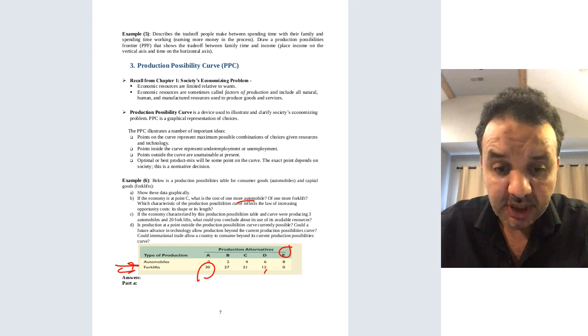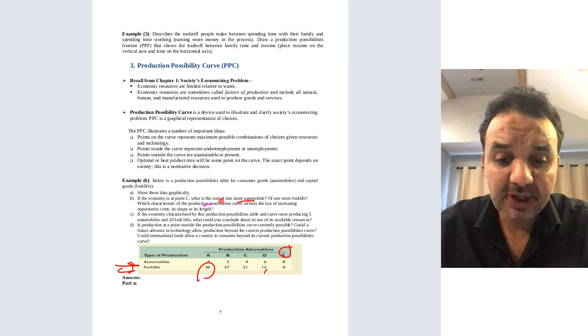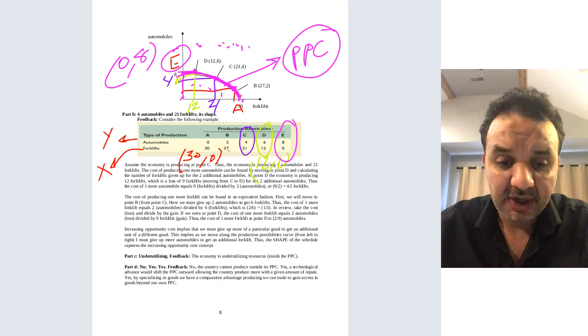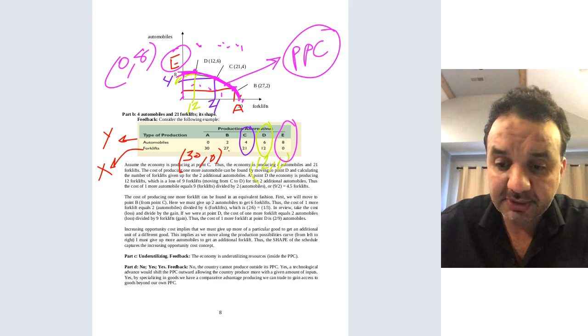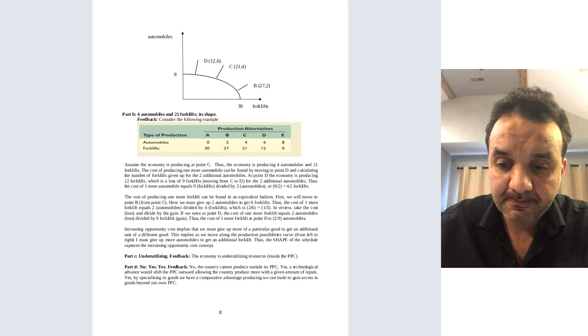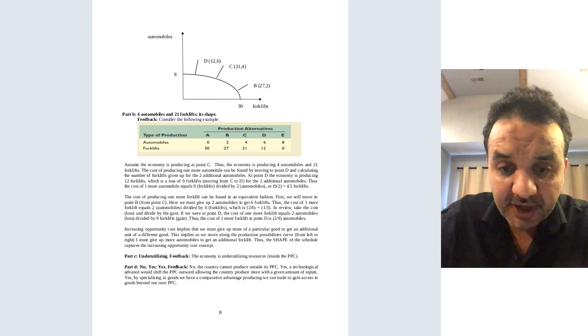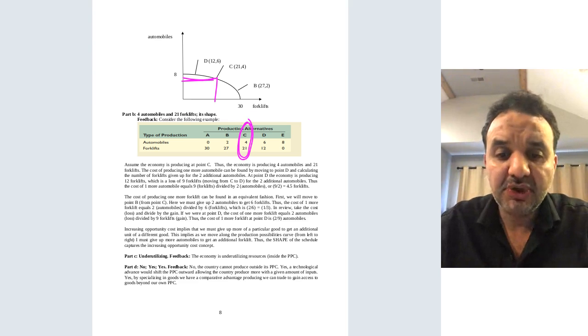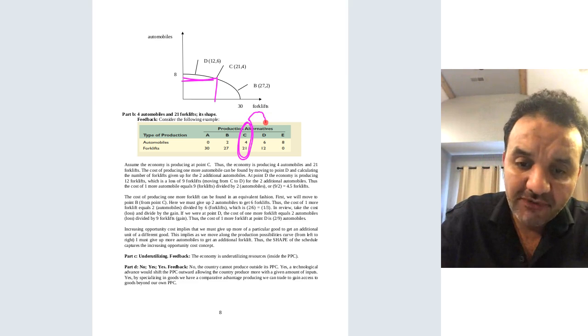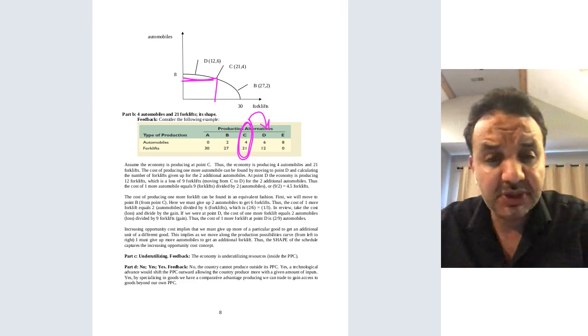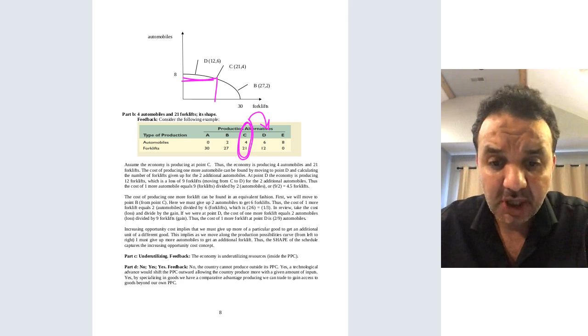Here, so okay. So the question is what? If the economy is at point C, what is the cost of one more automobile or one more forklift? Okay, so the point is, let me clear this. Okay, so here, if the economy is at point C, so let's see if we move from C to D. This is a very important point. So if we move from C to D, what will be the opportunity cost?